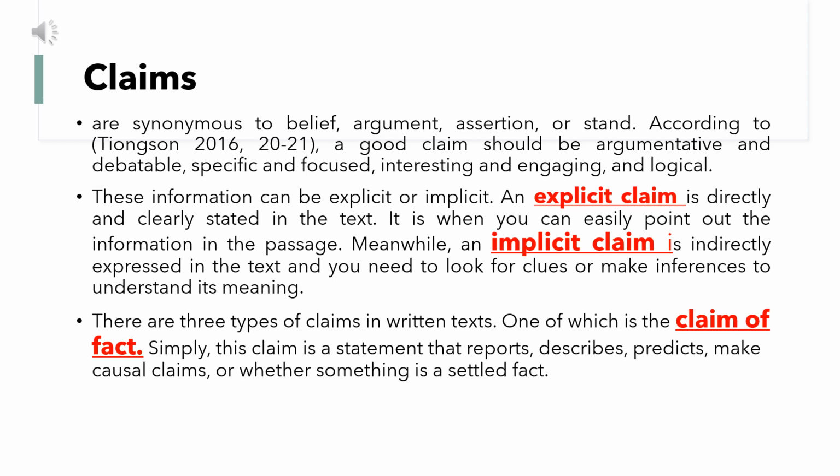So the direct observations that we provided are automatically under claim of fact. Then it predicts, of course, anchored on statistics or data. Then you have there the makes casual claims, because they are general truths or common knowledge to people. And it can be whether something is a settled fact, recorded in history, or a universal truth. So again, whenever we talk about claim of fact, we are talking about truth.